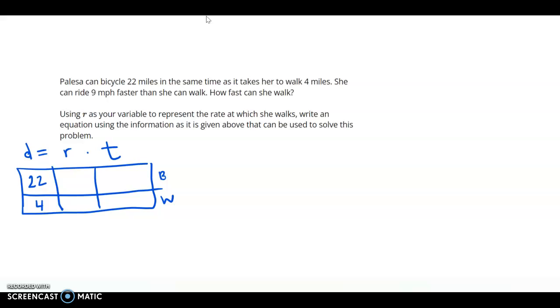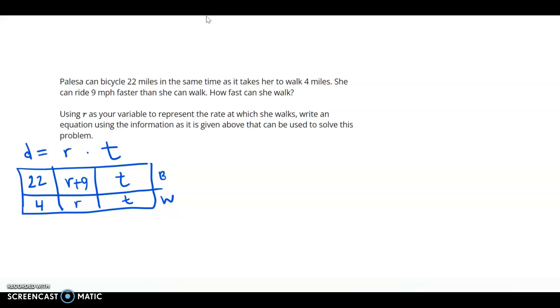If the time is the same, we don't know the time, but we can just put t for both of those. So that means we only have one missing variable. Now she rides 9 miles per hour faster than she can walk. So she has her walking rate, and then whatever that walking rate is, we add 9 to it to find out her biking rate. Okay, so this is how we can set up the table. I just like to take information one step at a time: fill in the distance, and then the time, and then figure out the rate. Once I get my table set up, it makes it a little easier to put each part in.